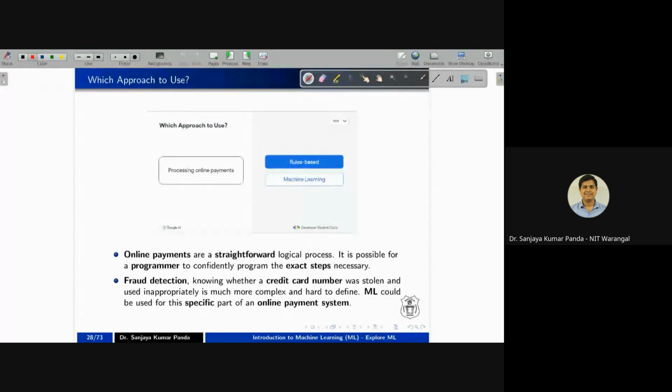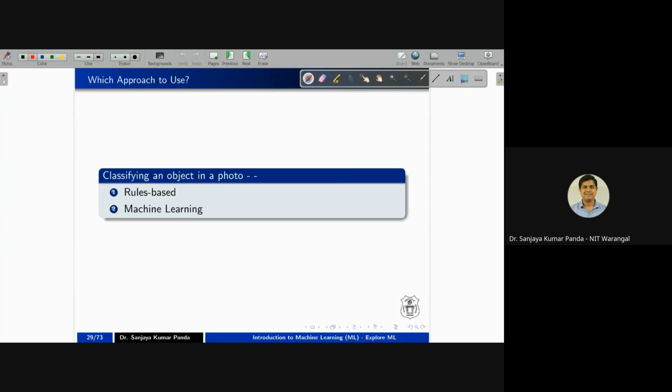So ML can be used to solve the credit card fraud detection problem, because we don't have any specific limit that will identify a fraud with respect to the transaction. Now the last one, classifying an object in a photo. You take a photo and upload it on Facebook, and it detects that this person is XYZ. Whenever we take a group photo and upload it, it automatically tags, if tagging is on. You all said that it is machine learning.